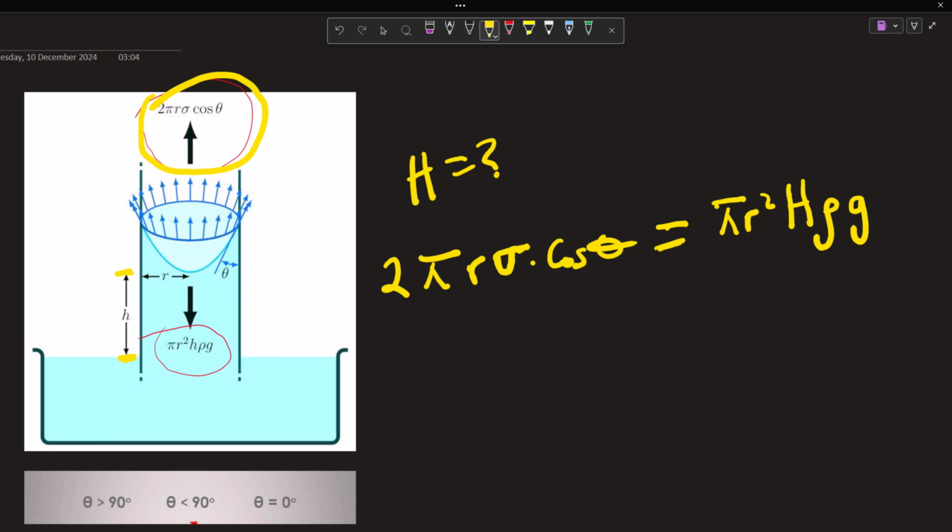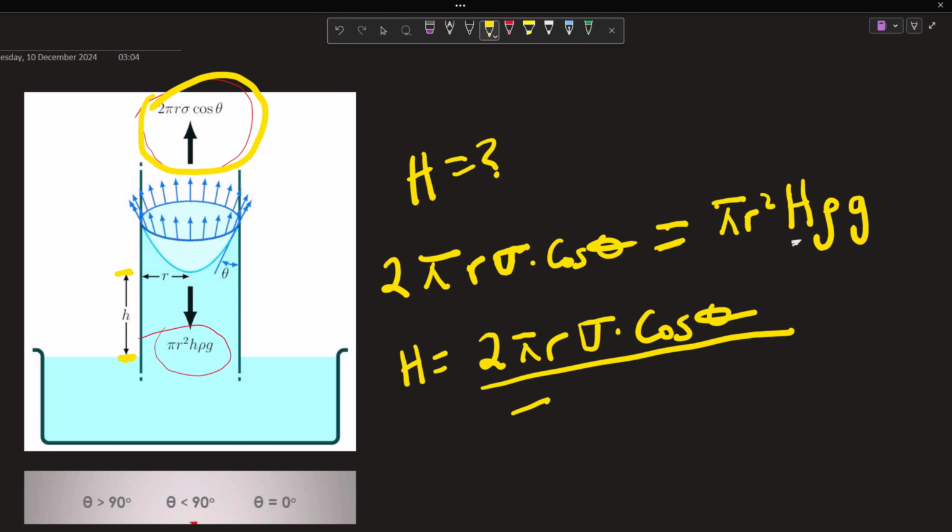So making this h the subject of the formula, we derive the equation h is equal to 2 pi r sigma cos theta, because we'll be dividing by what we don't want already. Remember, our sigma is our surface tension. Over pi r squared times density and acceleration due to gravity. Pi cancels pi, one r cancels, we are left with one r.